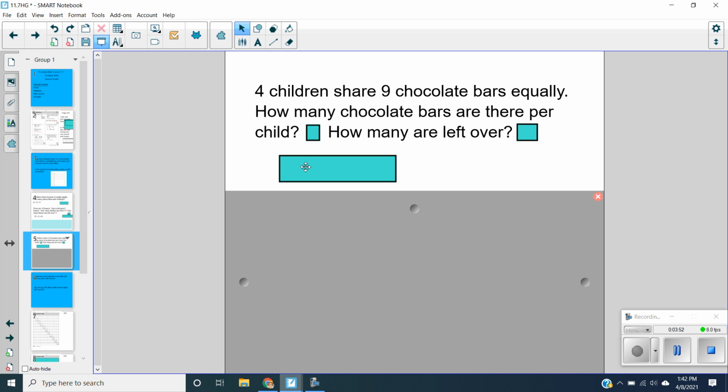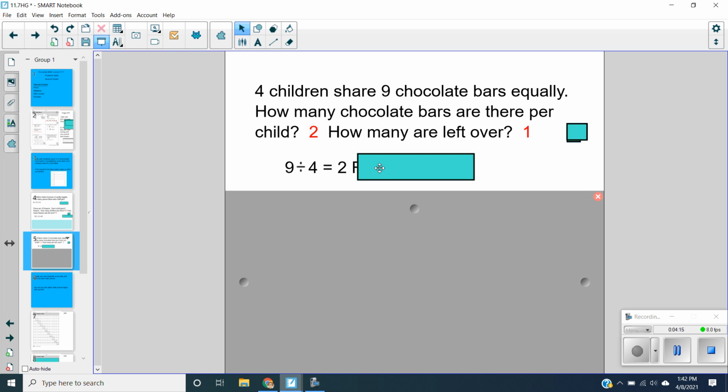All right, so for this one, I'm starting with 9 and I'm dividing those 9 into 4 groups. And so I can see that 9 divided by 4 is going to equal 2. But 4 times 2 is 8. So that means that there's still going to be 1 left over. So my answer, how I would write that, 9 divided by 4 equals 2. But then there's a remainder. So I show that with saying R1. R standing for remainder 1.